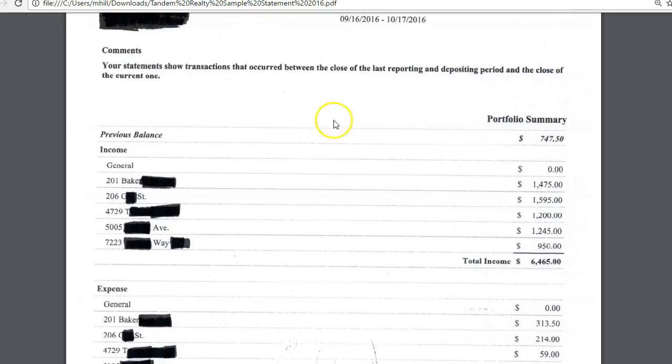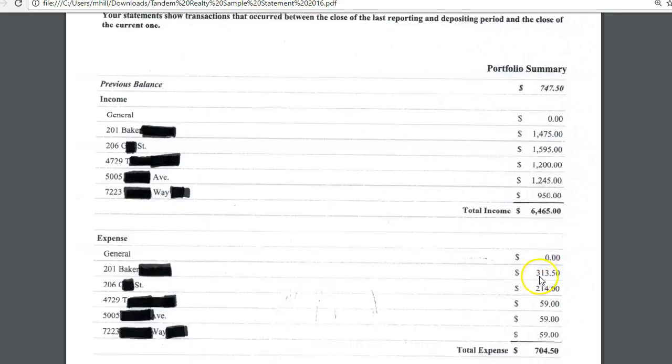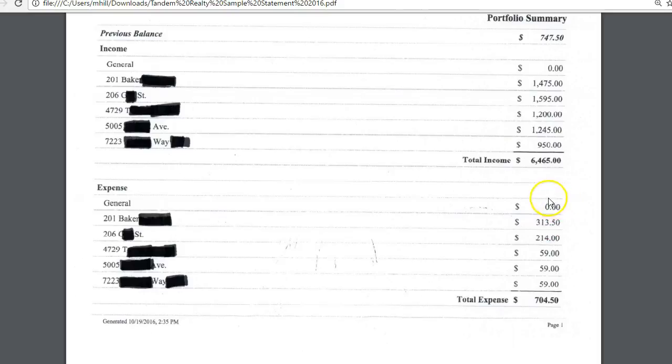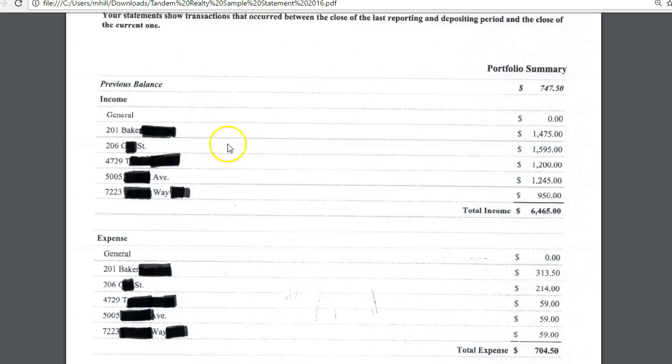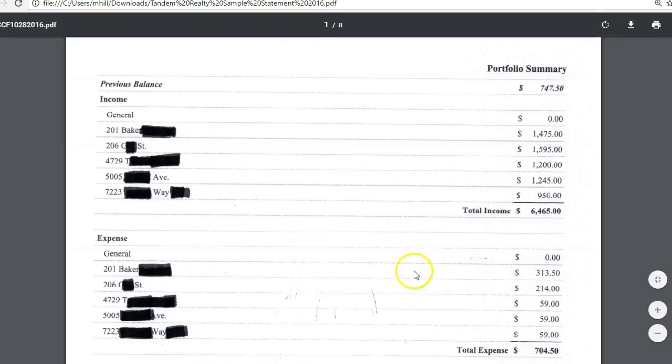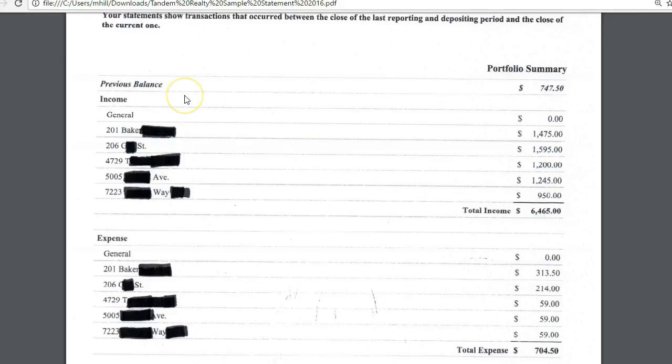So the first thing you'll notice is what they call the portfolio summary. This is just where you can see all of the income and expenses kind of lumped together in one spot so that you can just get a good, quick, down and dirty understanding of what happened with the property in the past month. The previous balance is very much like a checking account at a bank, how they will have beginning deposits, withdrawals, and then ending balances.